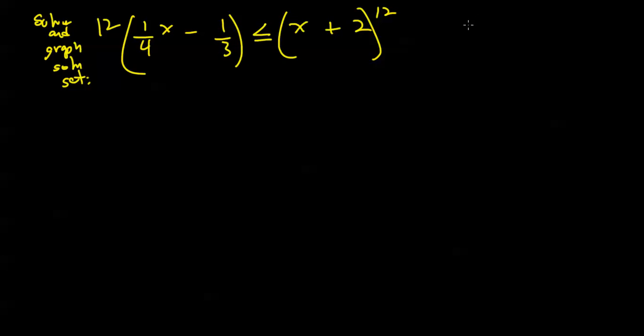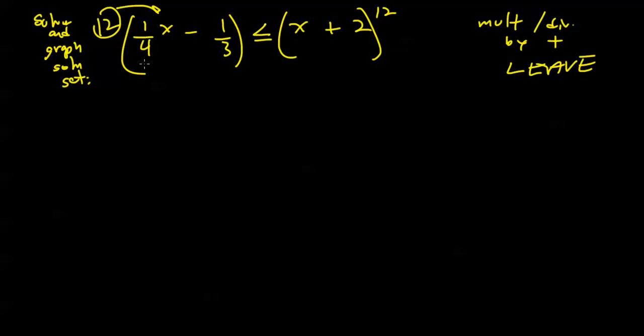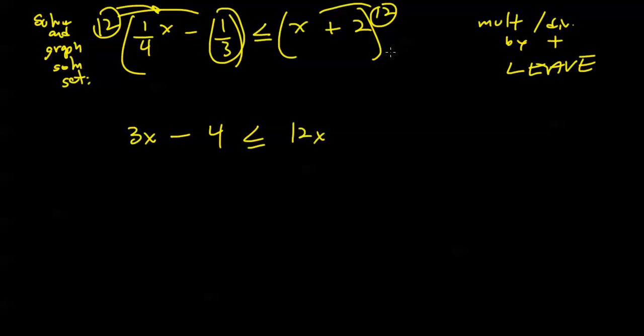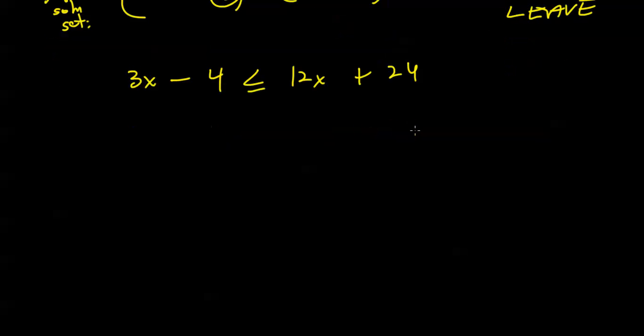Again, when you multiply or divide by a positive, you leave the arrow alone. 12 times 1/4 x: 4 cross cancels into 12 three times, and 3 times 1x is 3x. Minus 12 times 1/3 is, of course, a 4. Is less than or equal to 12 times x is 12x, plus 12 times 2 is 24. Beautiful. All the fractions are gone.